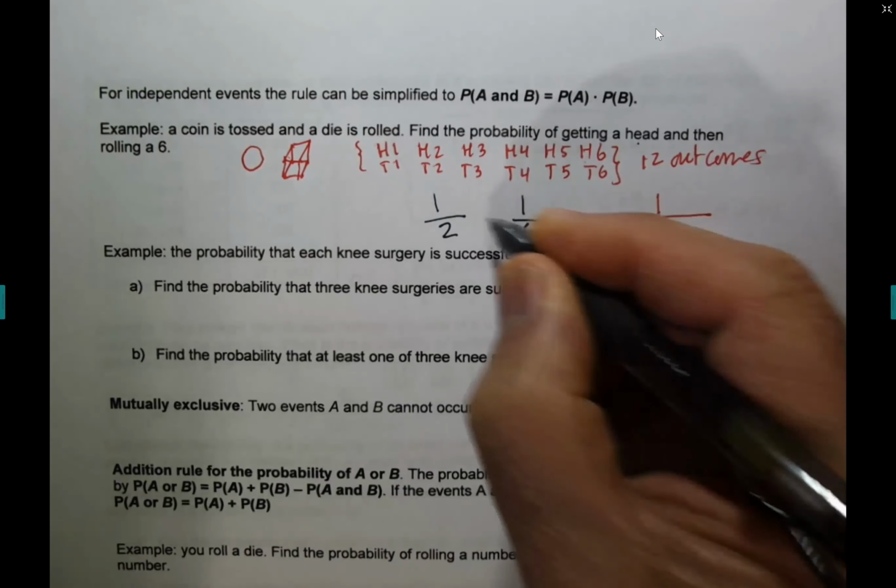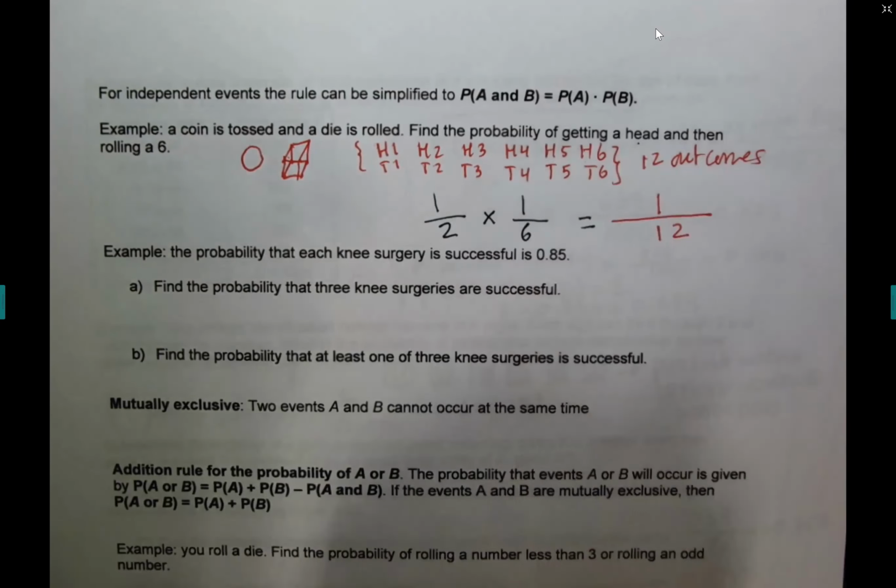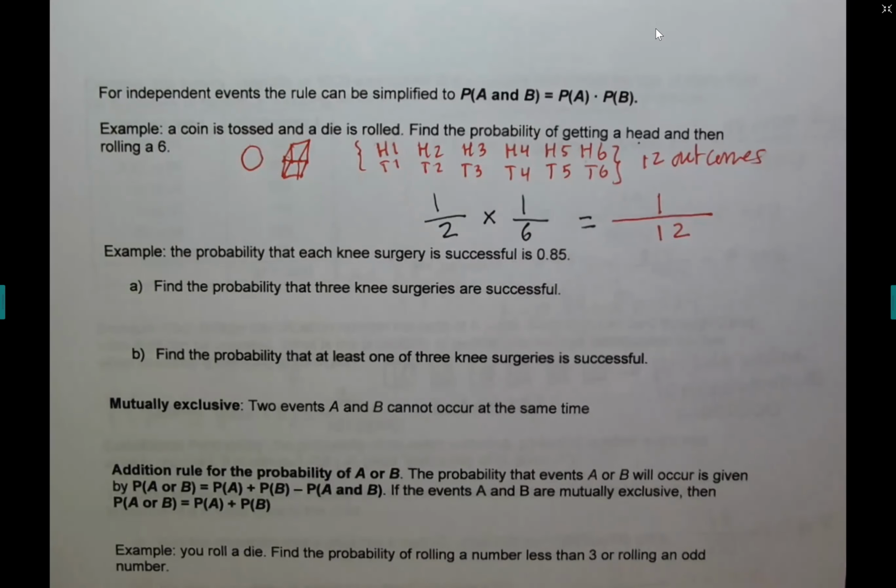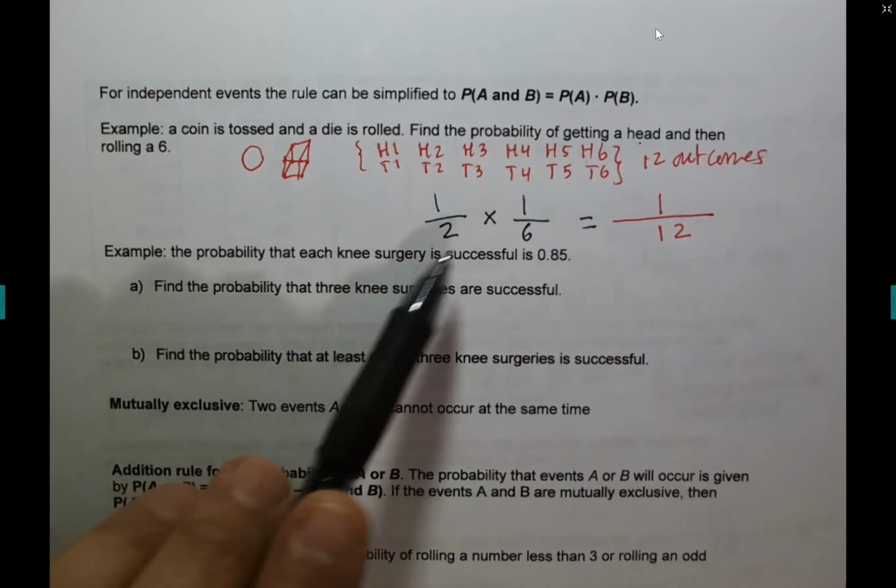I'm going to put a multiplication sign in between. I'd like you guys to multiply 1 over 2 times 1 over 6. What do you get? You multiply fractions by multiplying the numerators and the denominators straight across. What's the answer, guys? 1 over 12. There you go.